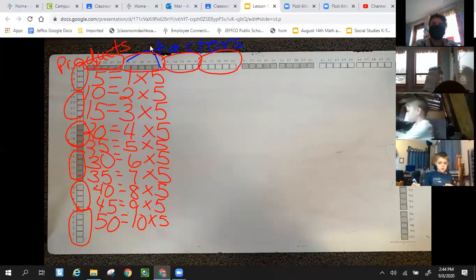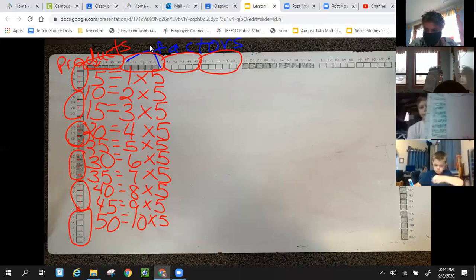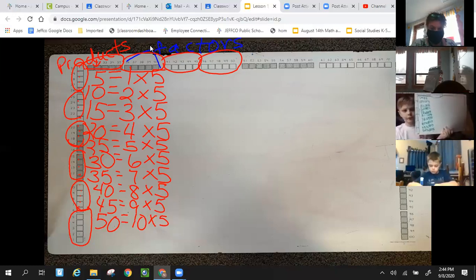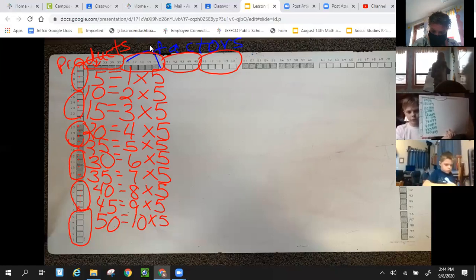So I might say something like, I noticed the products... I noticed that the first factor... I noticed the second factor... Okay, so use your pencil now, and in your math spiral, write one pattern that you notice.